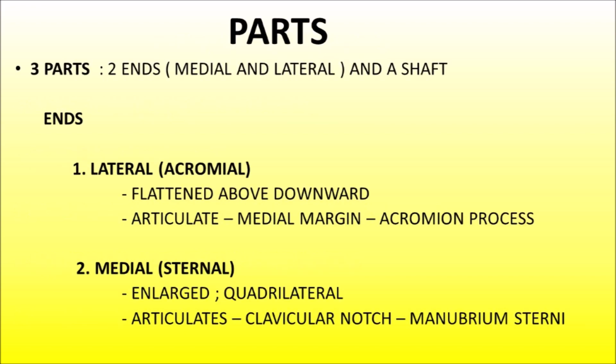To look at its parts, the clavicle consists of 3 parts: a medial end, a lateral end and a shaft. The lateral, also called the acromial end, is flattened above downward and articulates with the medial margin of the acromion process. The medial, also called the sternal end, is enlarged and quadrilateral. It articulates with the clavicular notch of the manubrium sterni.